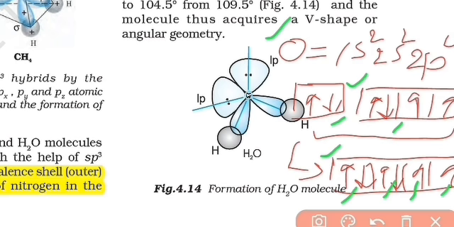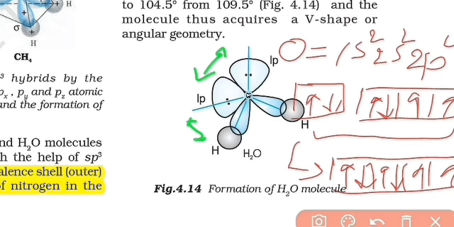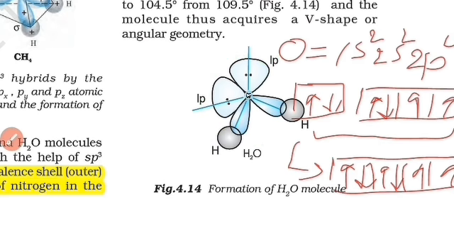So the orbitals which contain a single electron overlap with hydrogen atoms and make two covalent bonds. Now two lone pairs are present at oxygen. So these two lone pairs repel each other. So repulsion between LP-LP is more than LP-BP, and repulsion between BP-BP is least. So in this way, these hybrid orbitals come closer to each other, and hence in water molecule the bond angle further decreases and it becomes 104.5 degree. Okay.